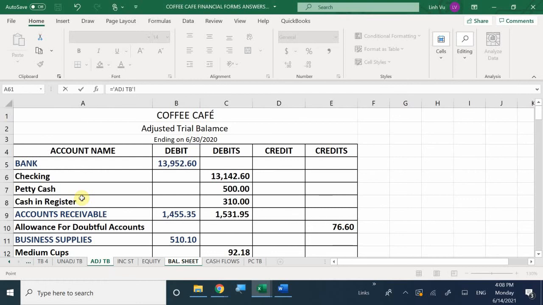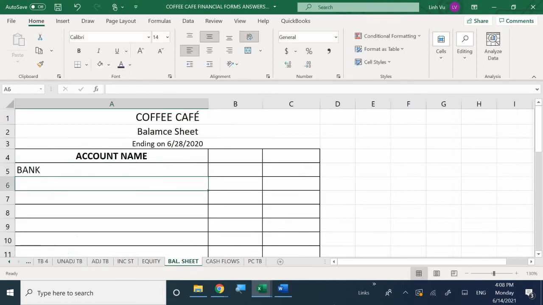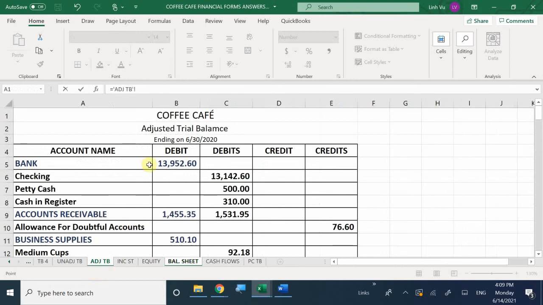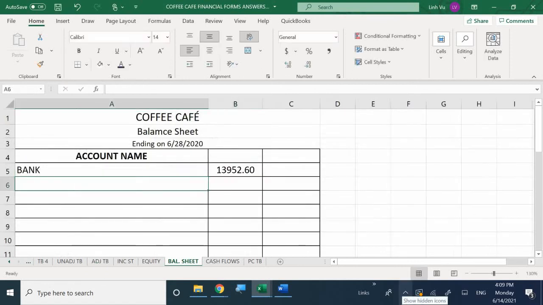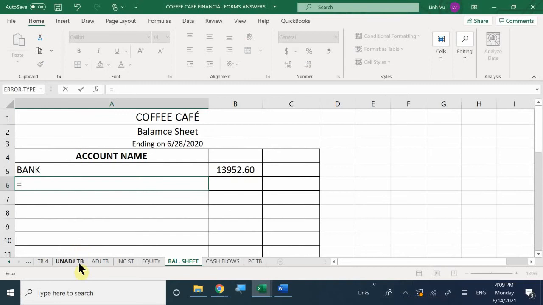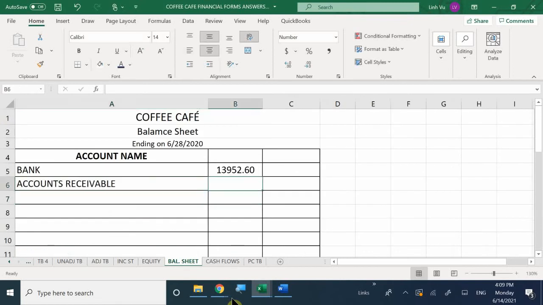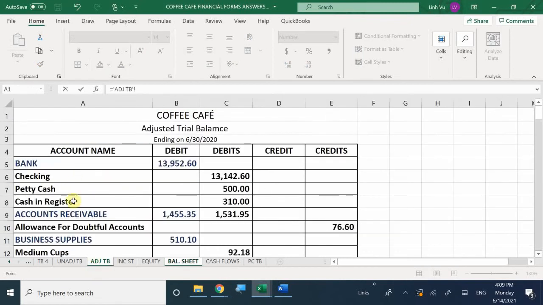And we're doing main accounts once again. What's my total accounts receivable? Bank? Okay. My bank account's my very first asset, right? And in this case, how much is my total bank right now? 13,952.60. Good. Now, what is my total accounts receivable? 14, yes, good. 14.55. Okay. You have a choice here.